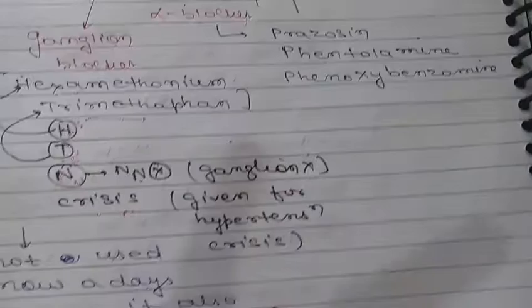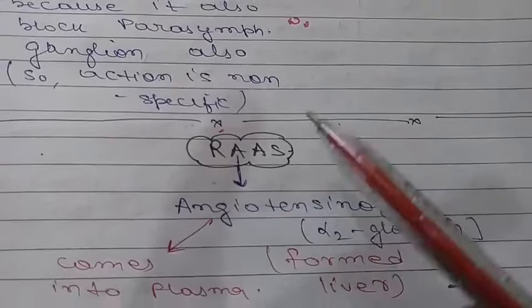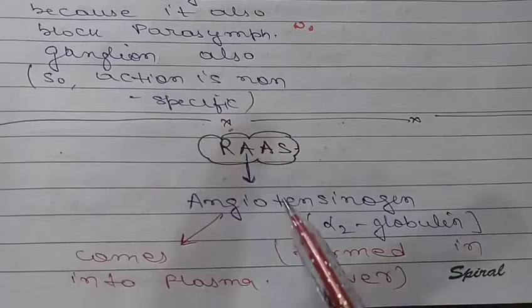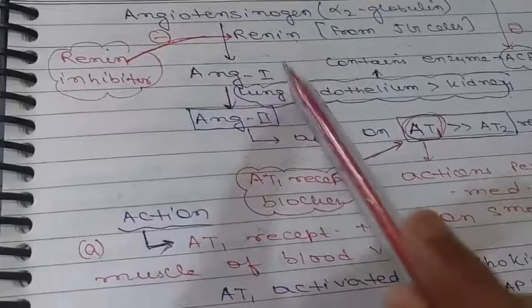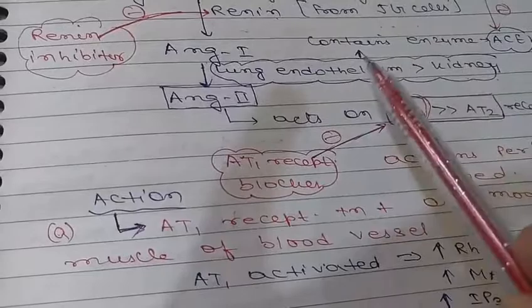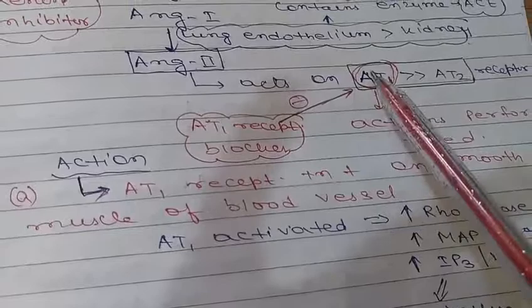Clear? Now we will move to the next one, that is RAS. We have discussed ANS, in which we will discuss every drug in detail in our ANS videos. Now coming to the RAS. First, you know angiotensinogen, which is an alpha-2 globulin. It is formed in the liver, and from the liver it comes into plasma. When it comes into plasma, it is acted upon by renin, which is secreted by JG cells, and converted into angiotensin 1. This angiotensin 1 is converted into angiotensin 2 by angiotensin converting enzyme, which is secreted from lung endothelium as well as kidney, but more from lung endothelium. Clear? And this angiotensin 2 acts on its receptors, the AT1 receptor or AT2 receptor, but the AT1 receptor is much greater in number compared to the AT2 receptor.